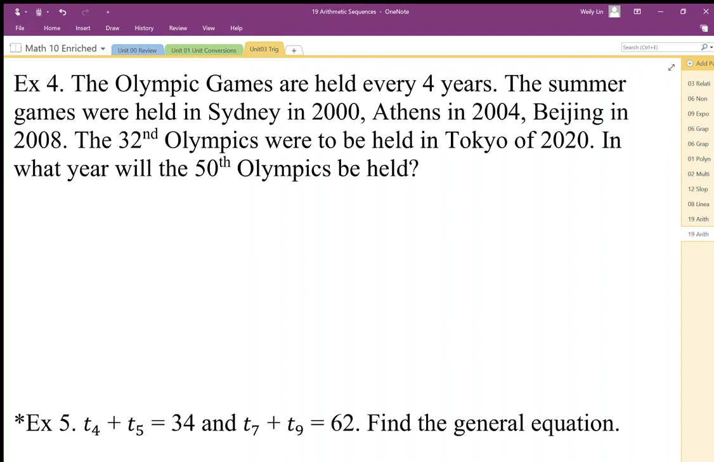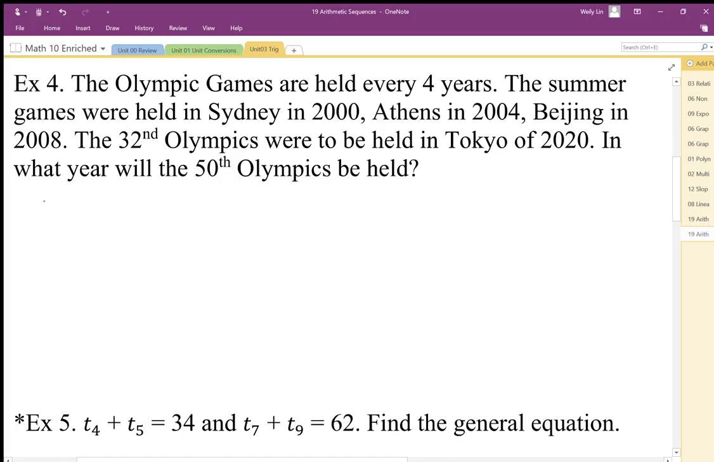The Olympic Games are held every 4 years. This makes the Summer Games go up in an arithmetic sequence. So the Summer Games were held in 2000, 2004, Beijing's 2008. The 32nd Olympics were to be held in Tokyo in 2020. So what year would the 50th Olympics be held?